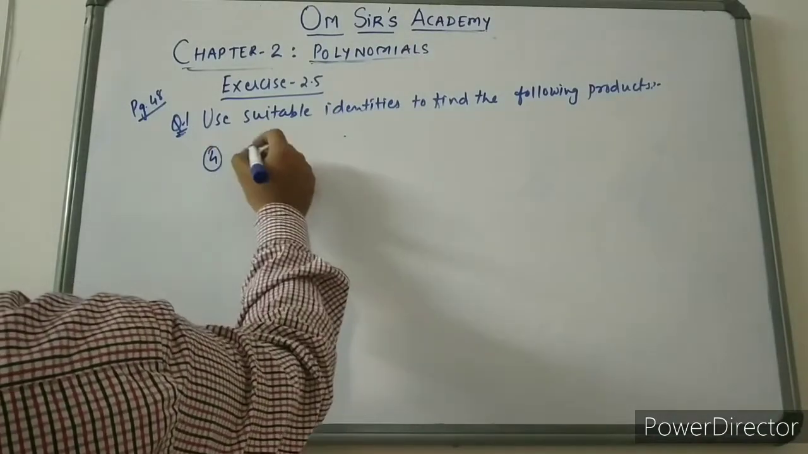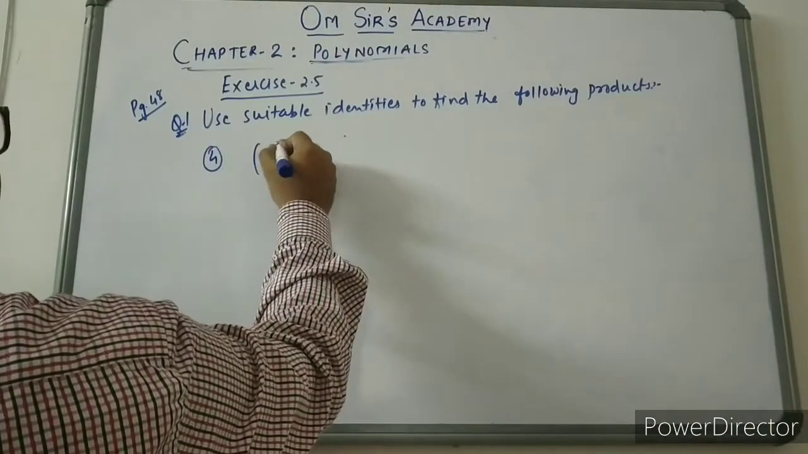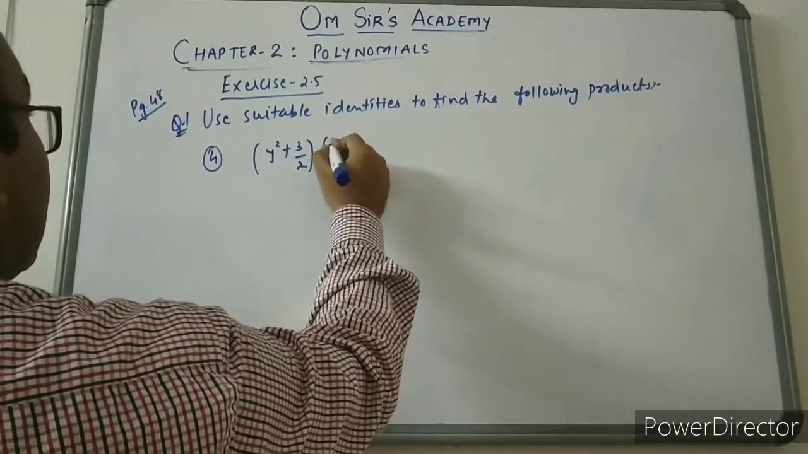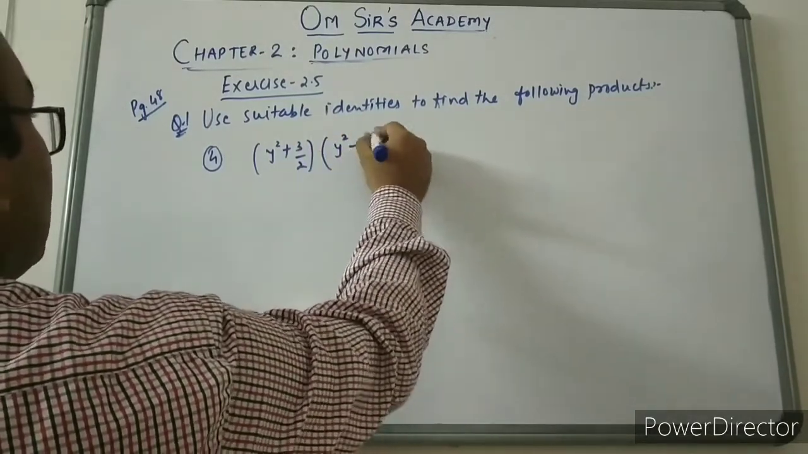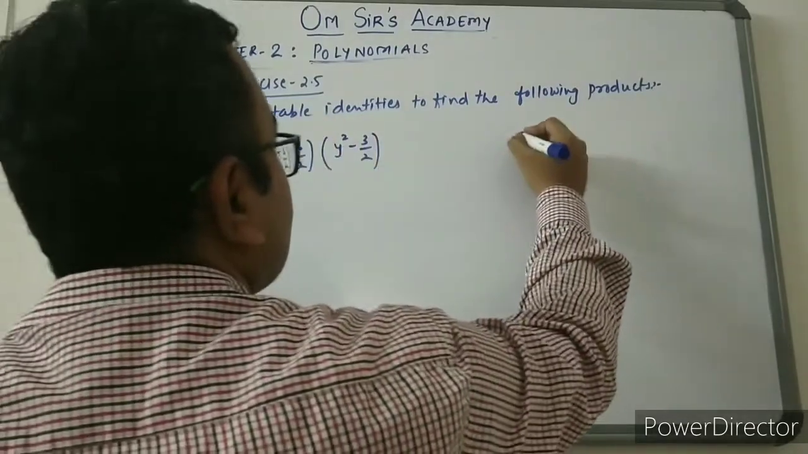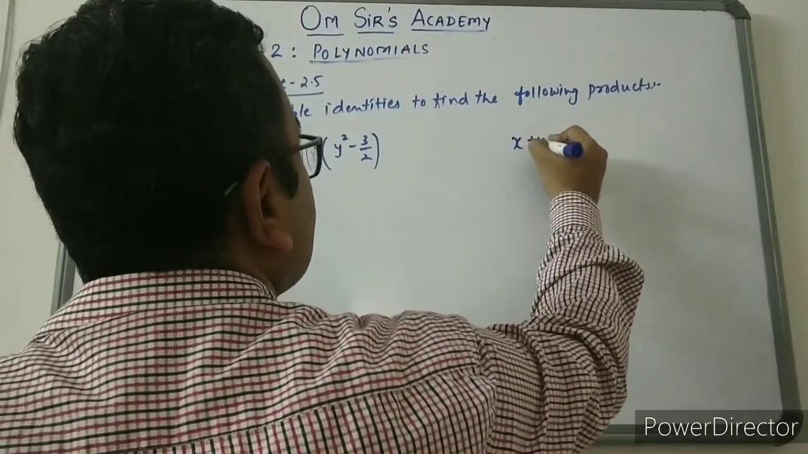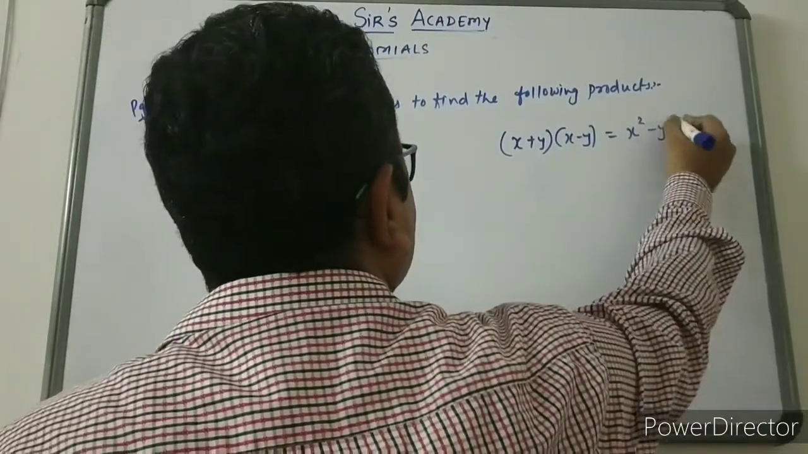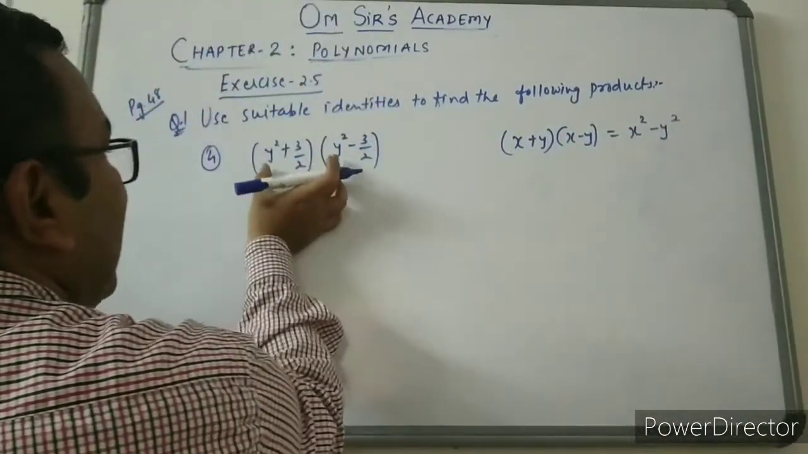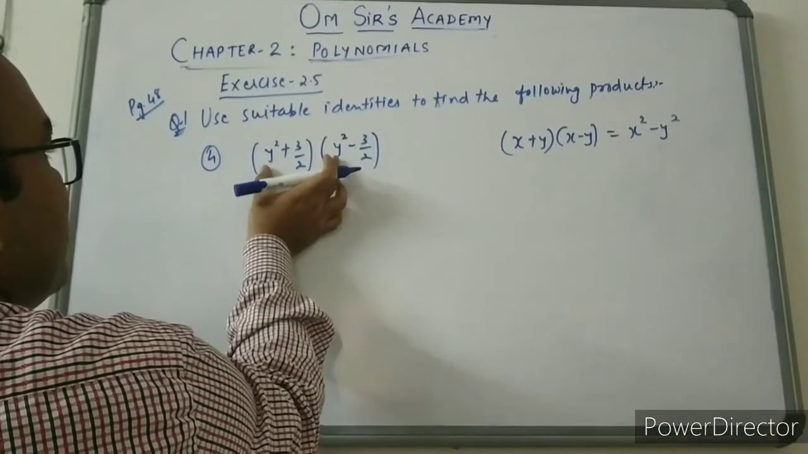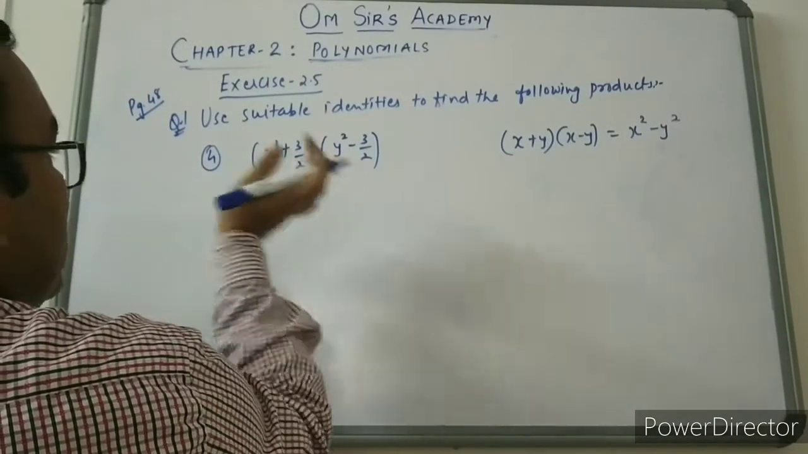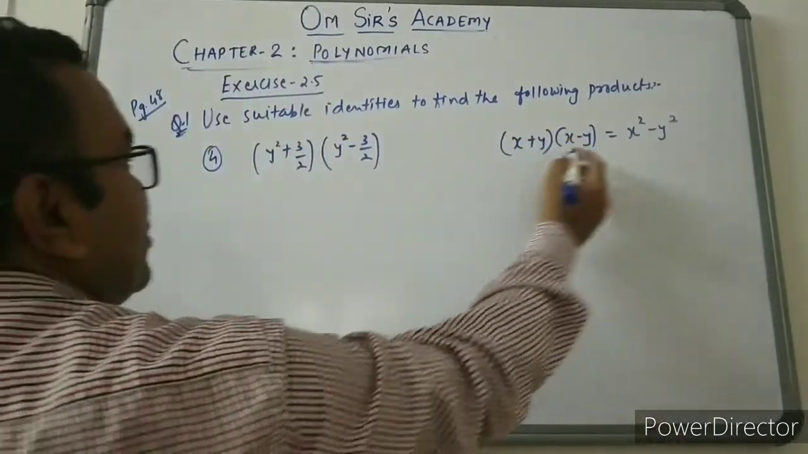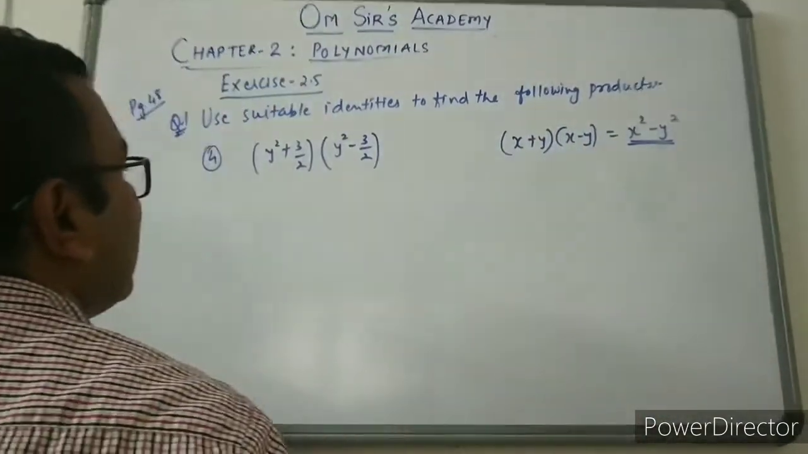Fourth sum is y square plus 3 upon 2 into y square minus 3 upon 2. Now friends, here is another identity, that is x plus y into x minus y. What was the solution? X square minus y square. Here instead of x, what is there? Y. So what will be the solution of this? X square minus y square.